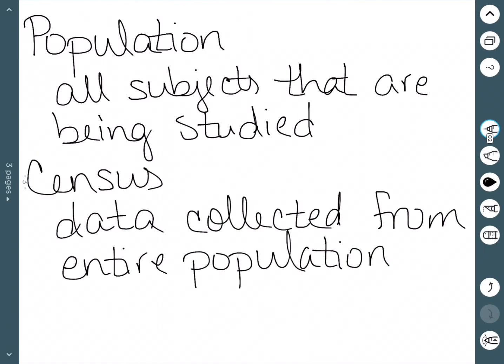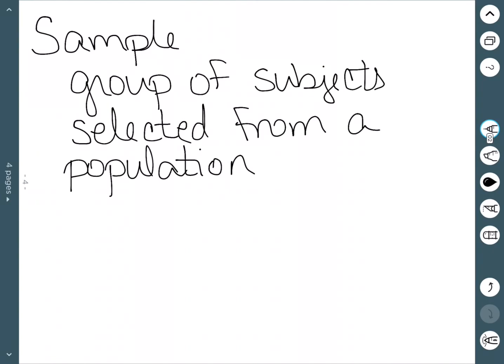A census is whenever we actually collect data from the entire population. And a census is going to be very rare in statistics. In particular, whenever we do these statistical studies, our population is usually a big number of people. And to collect data from every single one of those would be extremely time-consuming and extremely expensive, and a lot of times very impractical. So instead, we're going to define a sample, which is what we're actually going to be looking at. A sample is a group of subjects that's actually selected from the population.